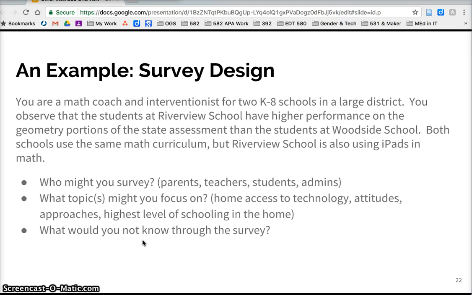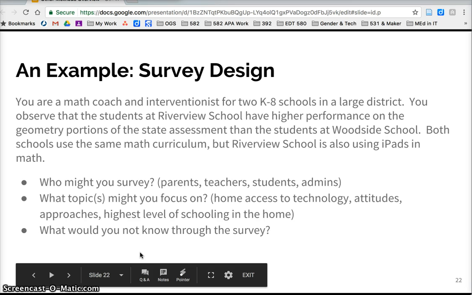One of the things you have to keep in mind with survey research, and actually really any research, is at the end, what would you not know through the survey? Because when you're surveying, you are relying on the participants to be accurate and honest with their data, and that is not always the case. People sometimes either over or underinflate their perception of an issue. So sometimes we're left not knowing things, but still a strong methodology and often used in educational research.